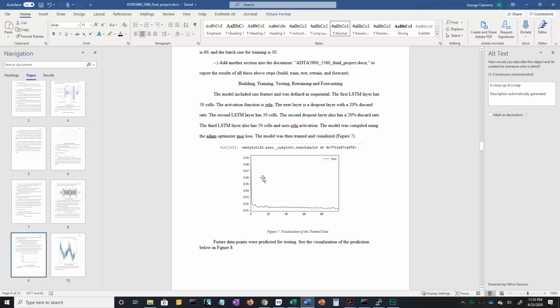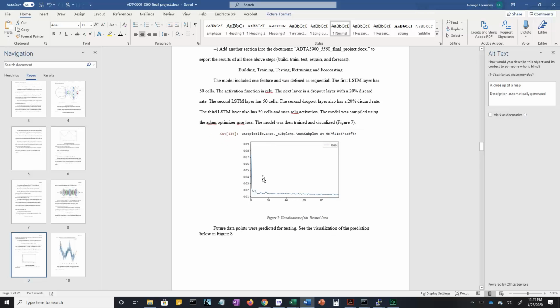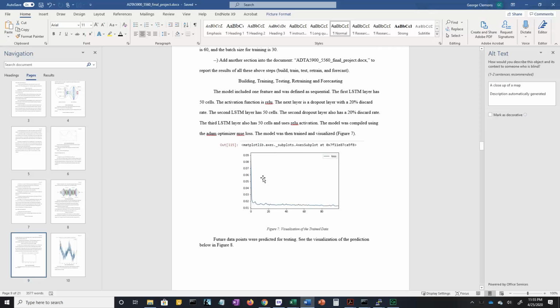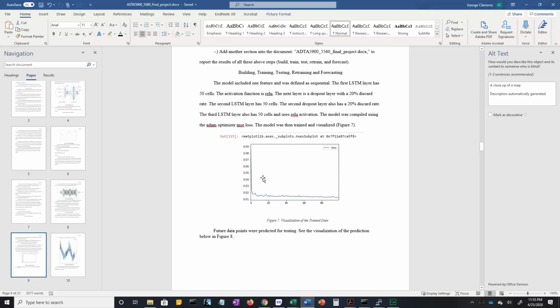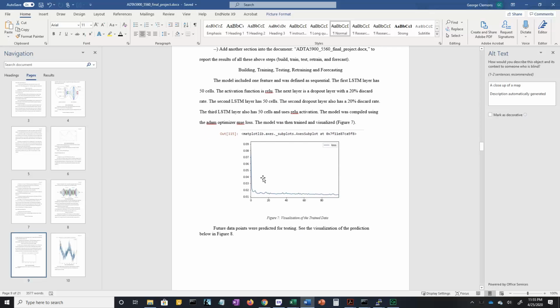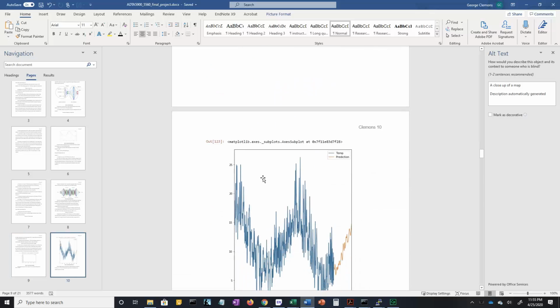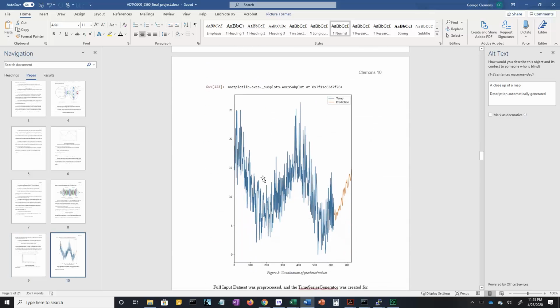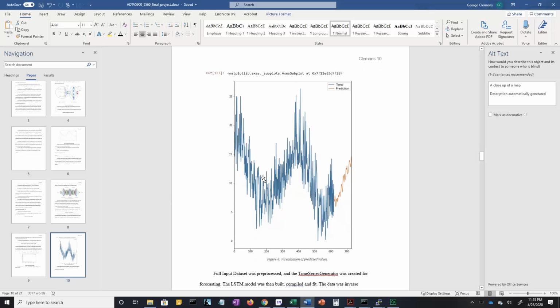You can see that the loss drops quickly, similar to other RNN or LSTM models. And then here you can see the test data right here.